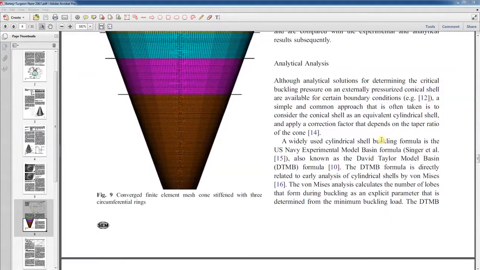Now this was developed, I think, sometime in the 40s. We can take a look at the reference. But I believe it was related to submarine design. So you have a conical shell. You want to know what the buckling pressure is going to be, because you don't want to go below that crush depth for your submarine or whatever.